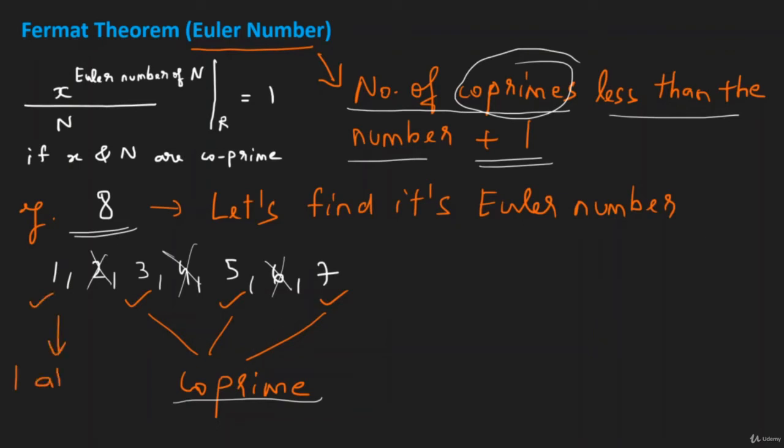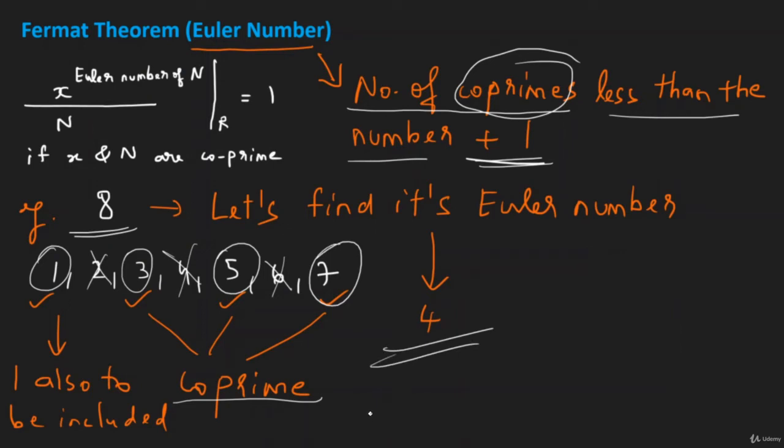And you need to include 1 also, right? Therefore, the Euler number of 8 is 4. These are the 4 numbers: 1, 2, 3, 4. Let me repeat. The Euler number is the number of co-primes less than the number, plus 1. And these are the 4 numbers that satisfy this condition. Therefore, the Euler number of 8 is 4.